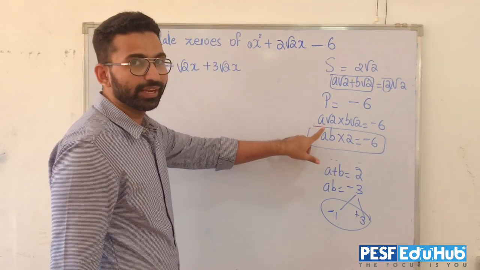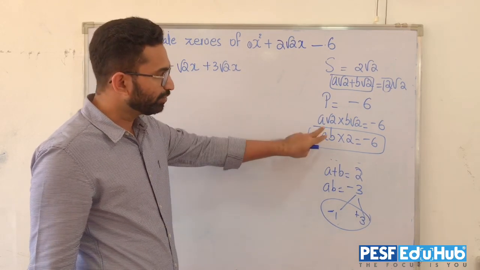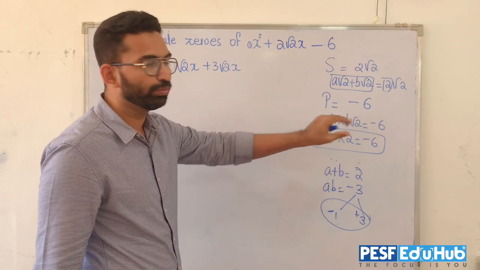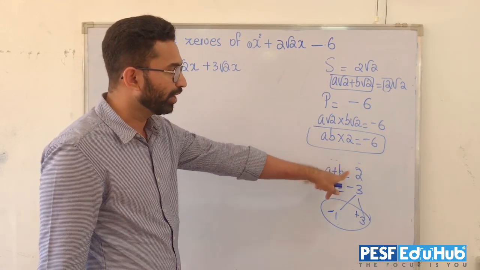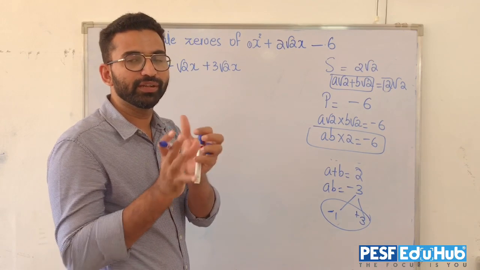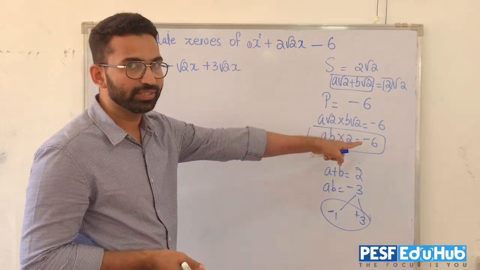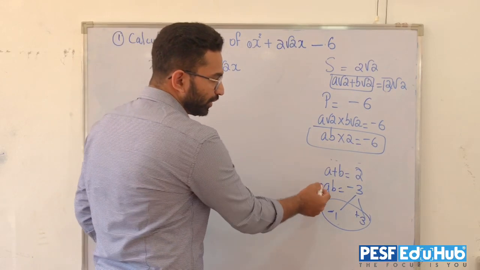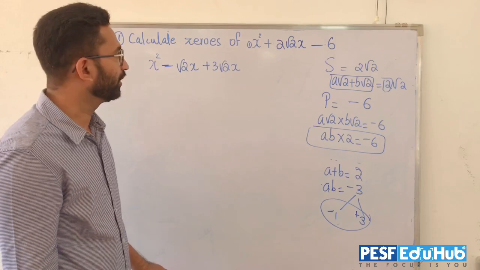Your number is actually containing radicals. So when you multiply the products, you have to write it as a root 2 into b root 2 equal to minus 6, from where you will get a into b is equal to minus 3. So in fact, you are getting a different answer as the product. Am I right? As per the question, it was minus 6. But finally when you are solving, you are getting ab is equal to minus 3. This is the only difference in this particular case.